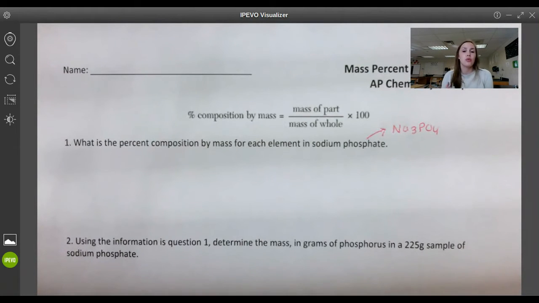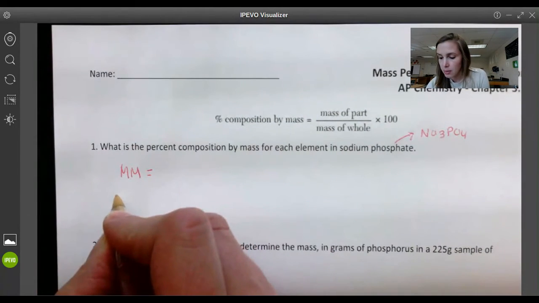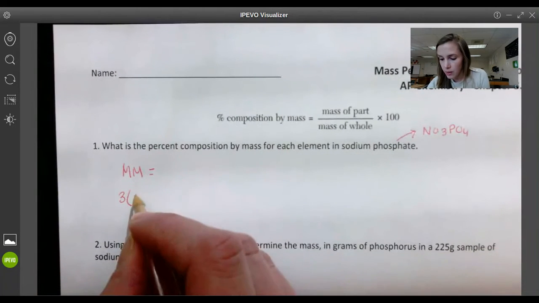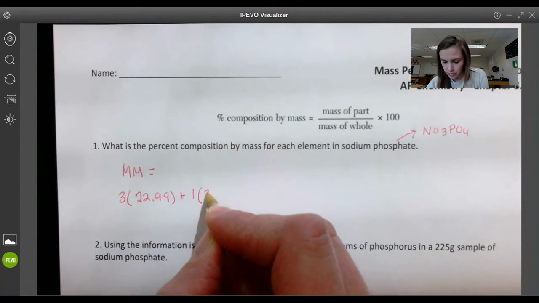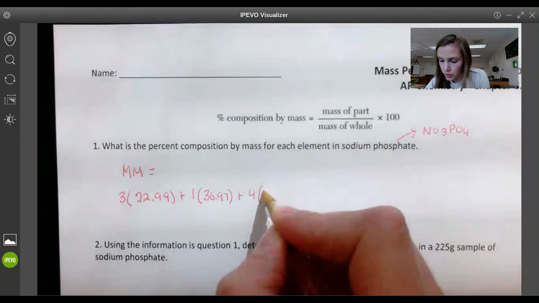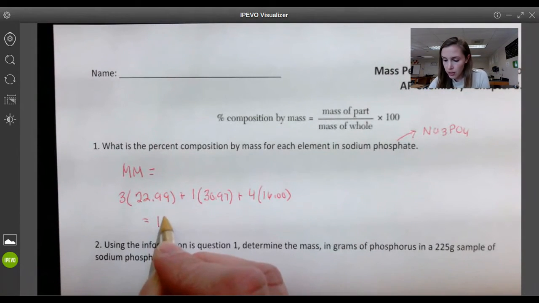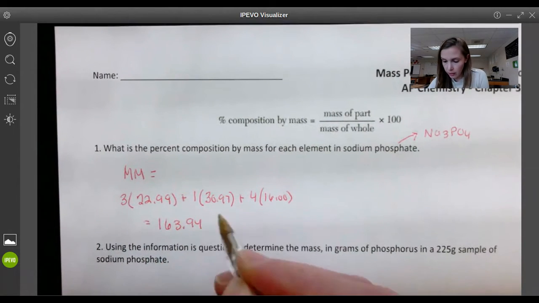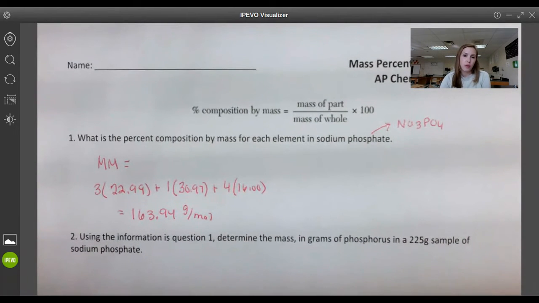The other thing we're going to need to know is the molar mass of the whole compound. So using your periodic table, your molar mass is going to be equal to 3 times the mass of sodium, which is 22.99, plus the mass of 1 phosphorus, 30.97, plus the mass of 4 oxygen, which is 16.00. When you add those up, you're going to get how many grams are in 1 mole of our substance. Going to the hundredths place here, we get 163.94 grams per mole.